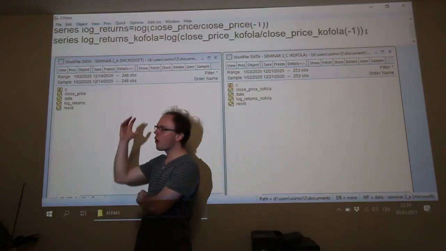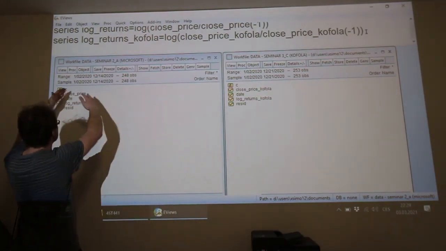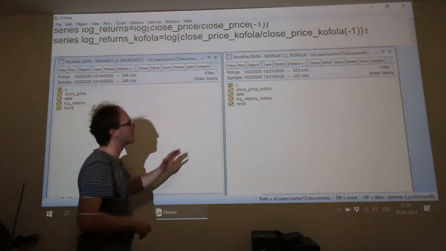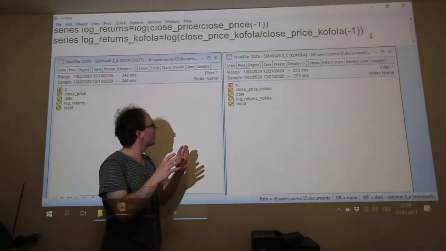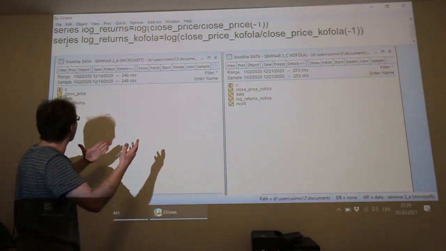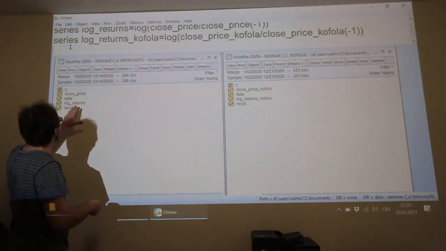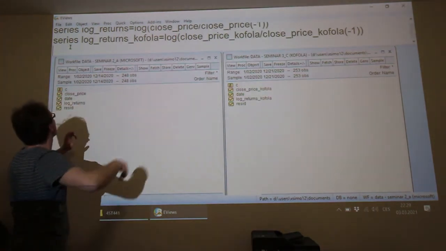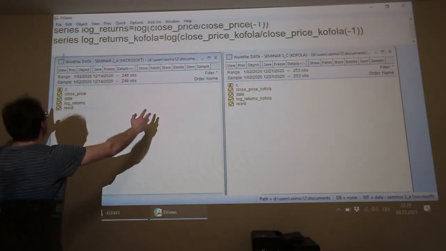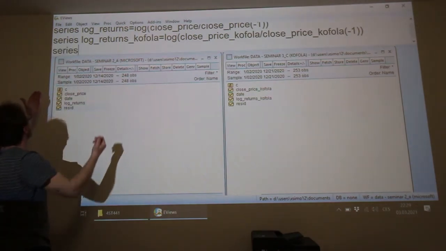We have here our two work files where we have the close prices and log returns of Microsoft company and Kofola company in year 2020, daily data. And we will create the squared log returns of Microsoft and the Kofola company. So we have active this work file, and we can start with writing a keyword series.